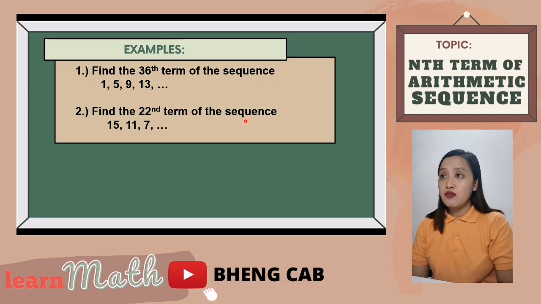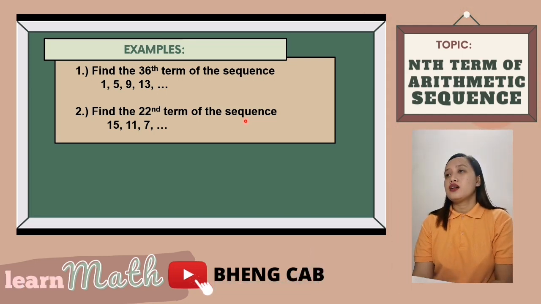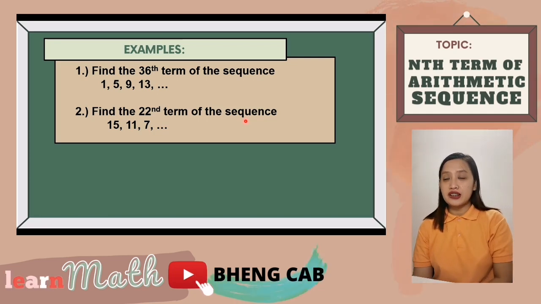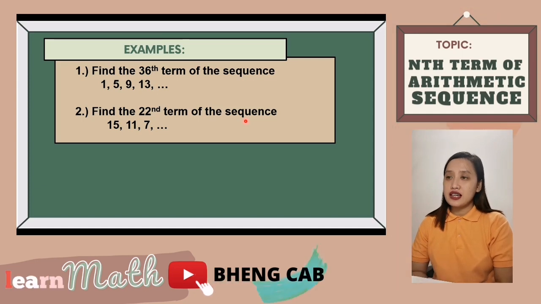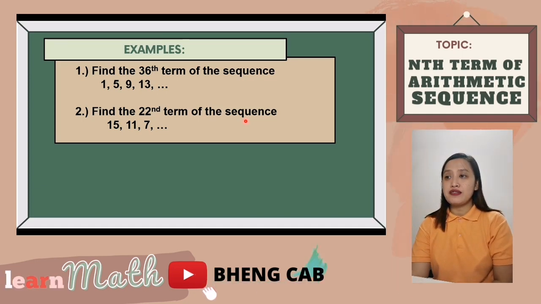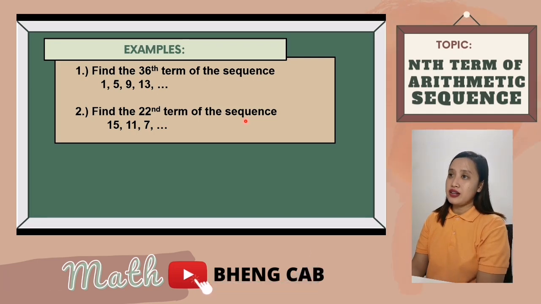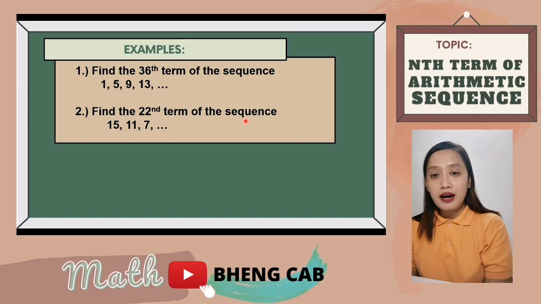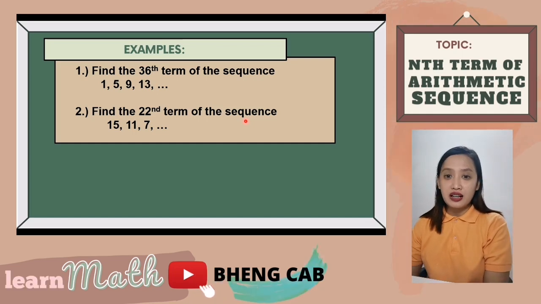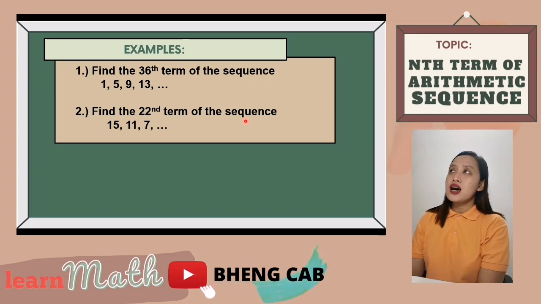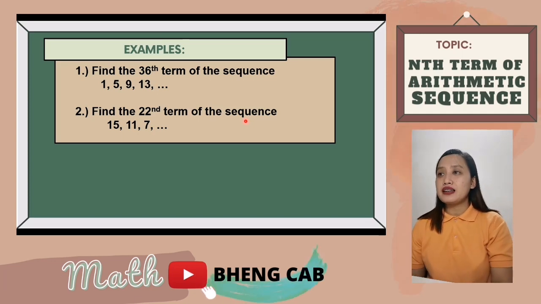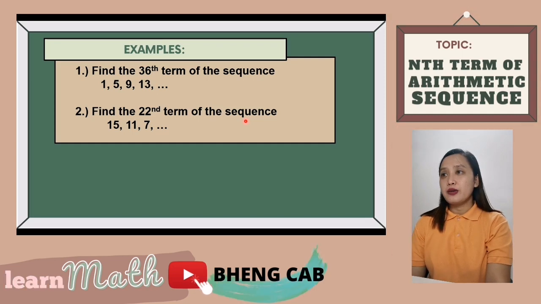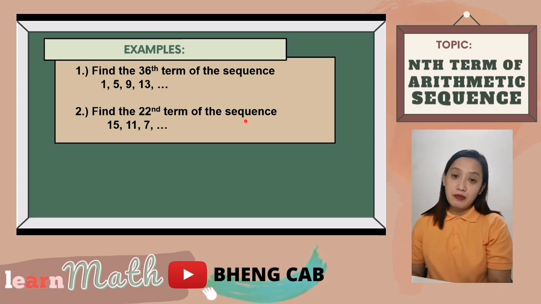Meron ako ditong dalawang example. Una is find the 36th term of the sequence 1, 5, 9, 13, so on and so forth. And secondly, find the 22nd term of the arithmetic sequence 15, 11, 7, so on and so forth. Ito yung nakaraang binanggit ko kung bakit importanteng malaman natin yung general rule na meron tayo sa isang sequence, katulad ng paghahanap natin ng particular term.